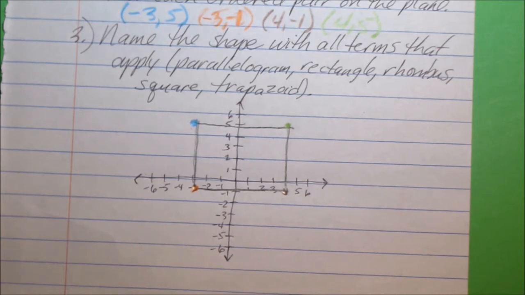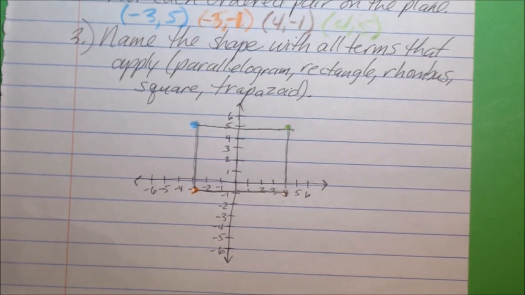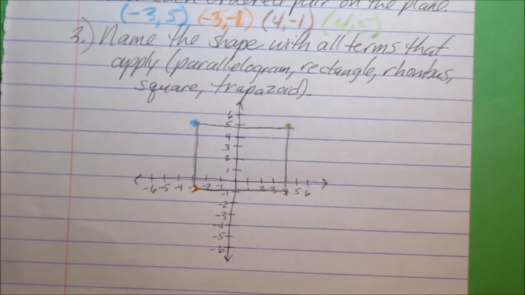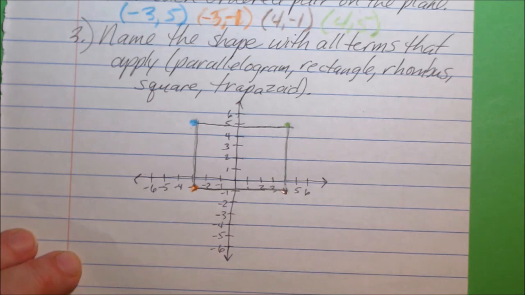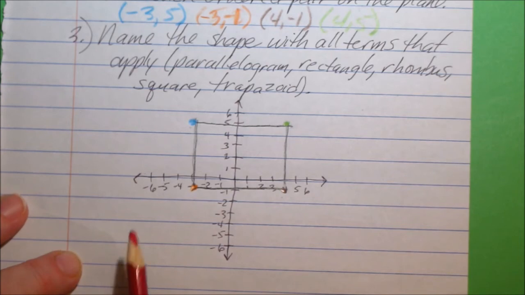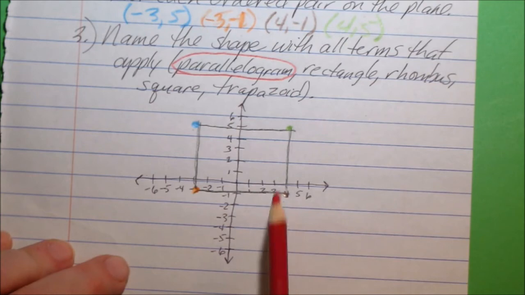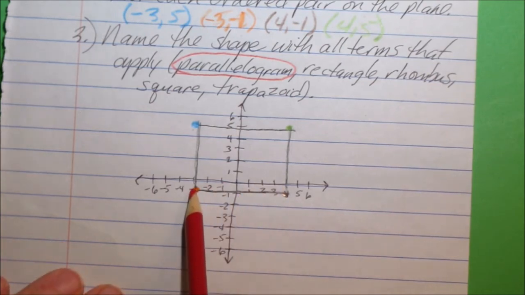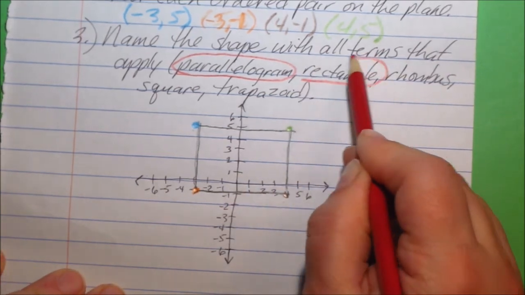But what are some other possible terms that we could use? Okay, other possible terms. All right, so let's look at it. A parallelogram. Well, a parallelogram has to have both opposite sides parallel, and they are in a rectangle. So I'm going to circle that. Yes, that would apply. Is it a rectangle? Well, it simply has to have all corners, all vertices, 90 degrees, and they are. So it could be a rectangle.